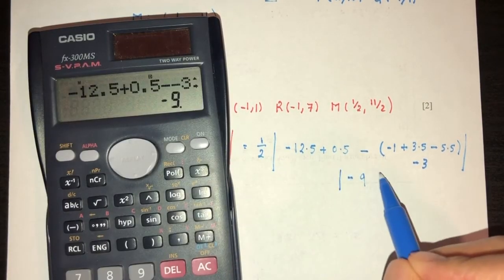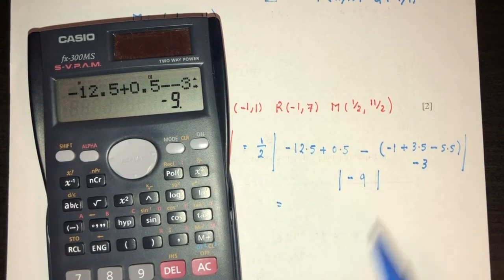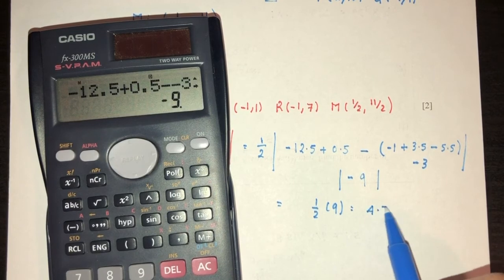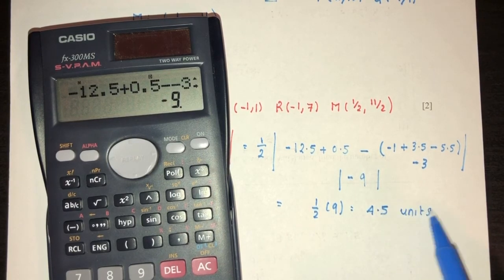But that is inside the modulus. So modulus will be positive value. So half of 9. That will become 4.5 units square.